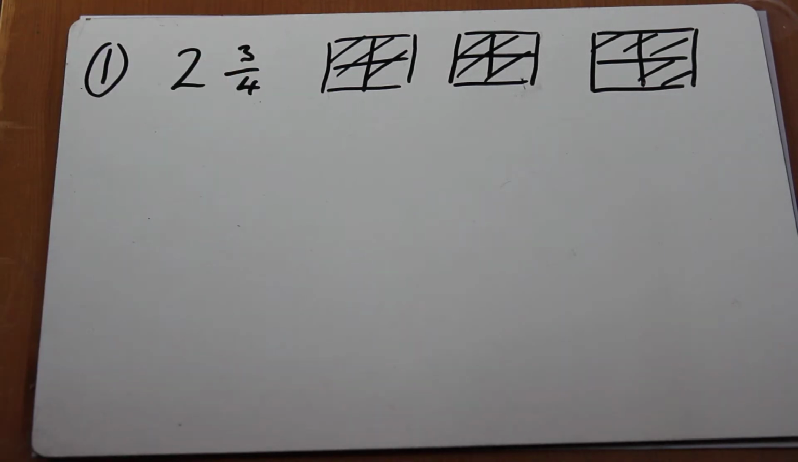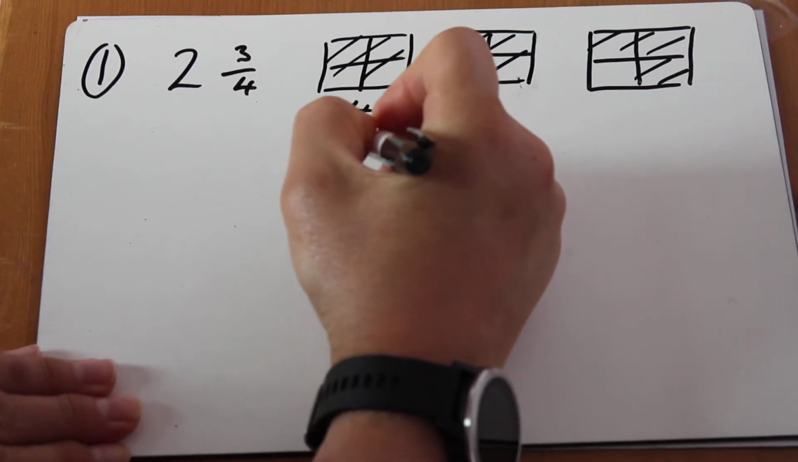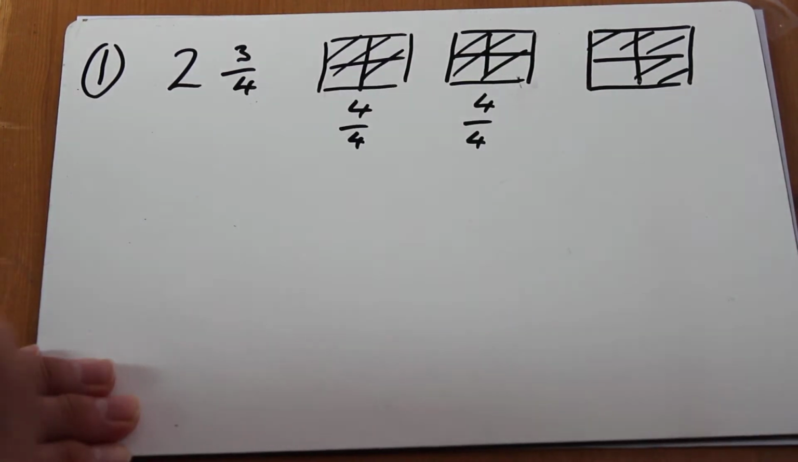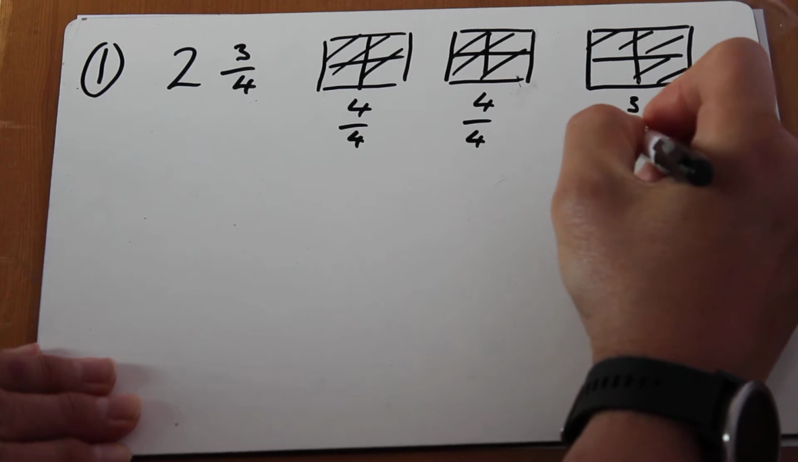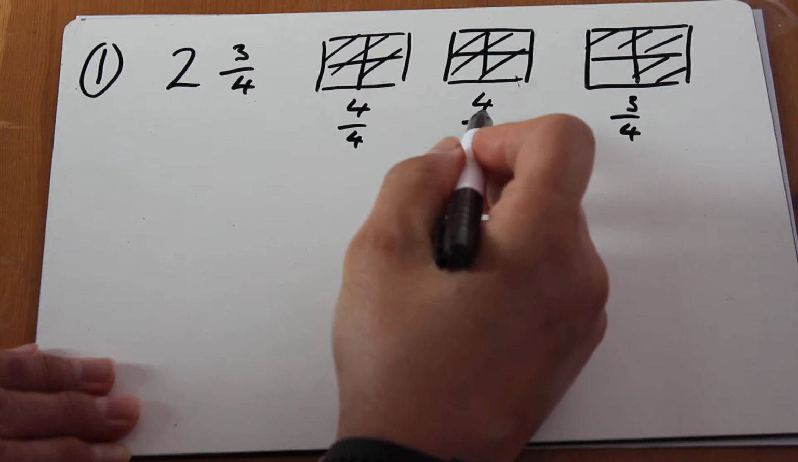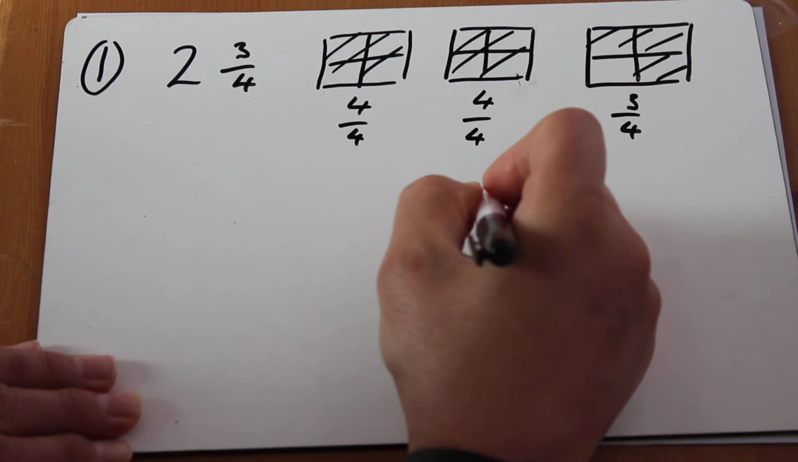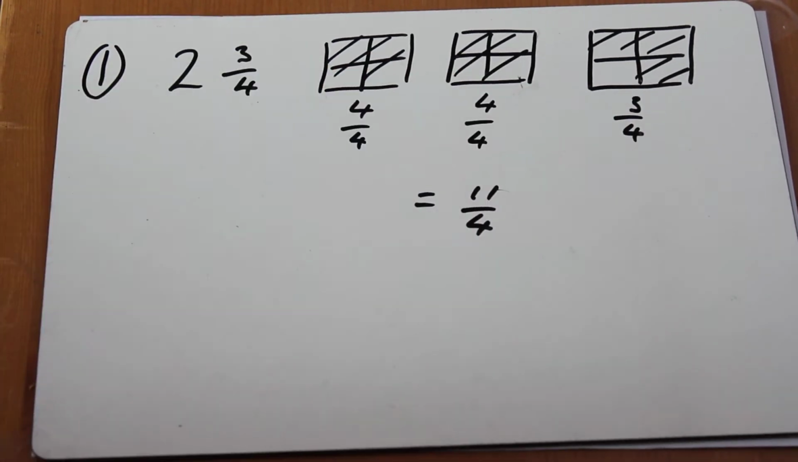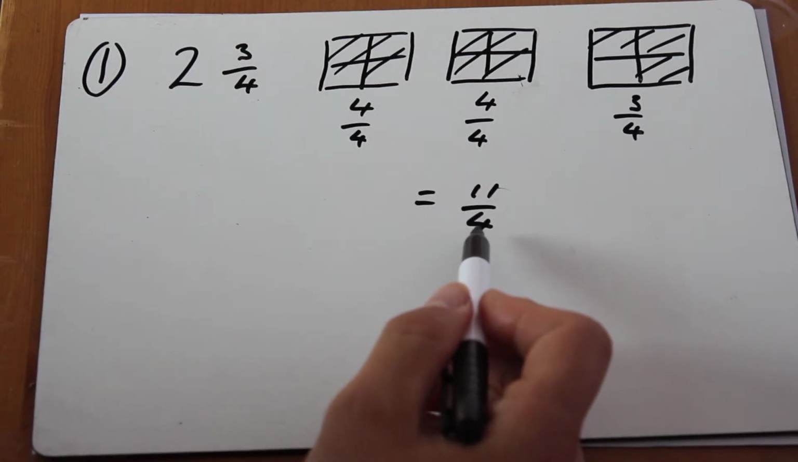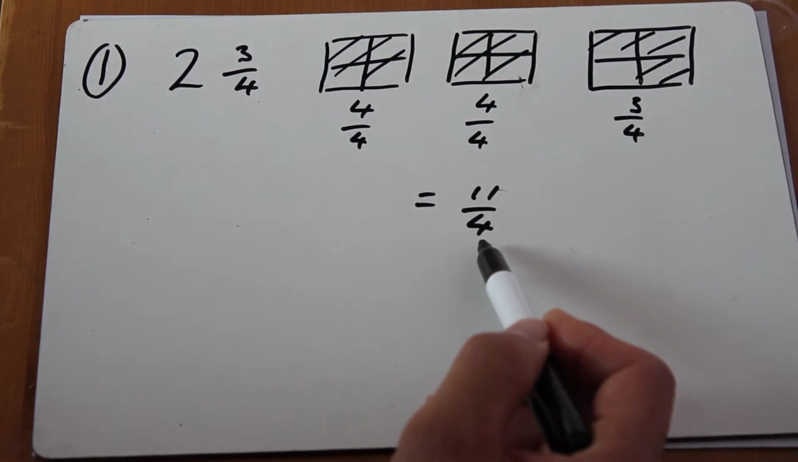I can now change that into so many quarters, because here I need 4 quarters, that gives me my whole one. This is another 4 quarters, that's my other whole one, and then I have 3 quarters. So in total I have 4 quarters plus 4 quarters, which gives me 8 quarters, and then I add another 3 quarters, which gives me 11 quarters. So that's how we can change a mixed number into an improper fraction. This is an improper fraction because the top number, or the numerator, is larger than the bottom number.